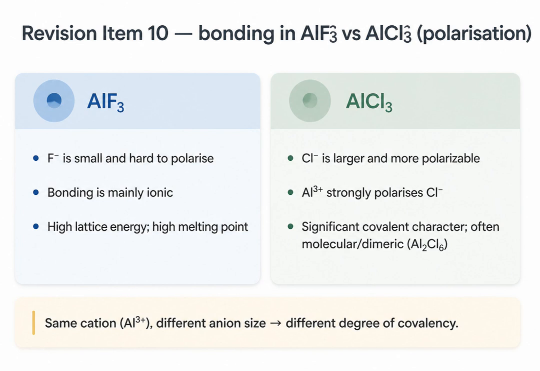Fluoride is very small and not easily polarized, so AlF3 remains mainly ionic with high lattice energy and high melting point. Chloride is larger and more polarizable, so Al3+ distorts it strongly, giving AlCl3 significant covalent character and often molecular structures like the dimer Al2Cl6. So the difference comes from anion size and polarizability, even though the aluminium ion is the same.